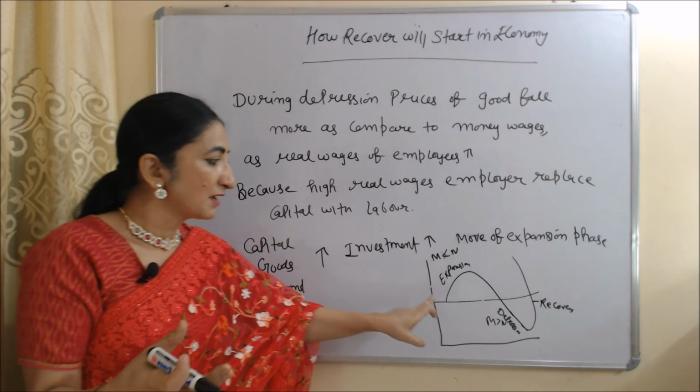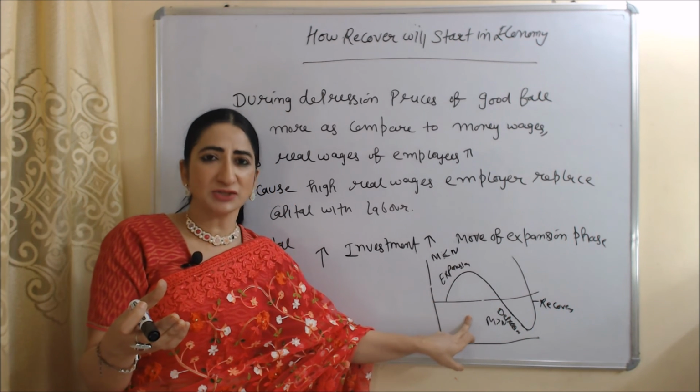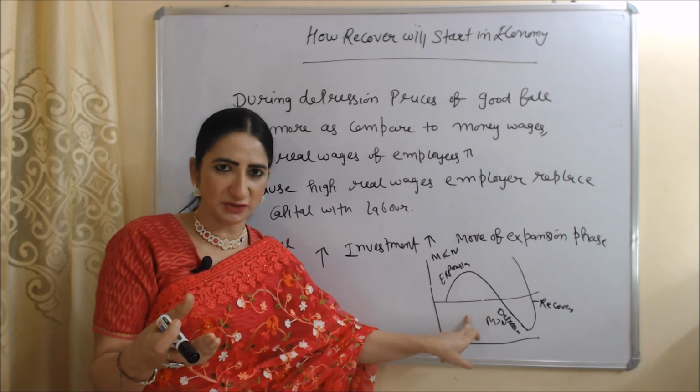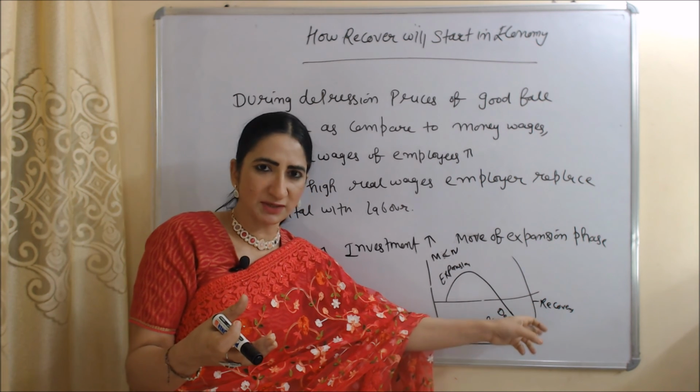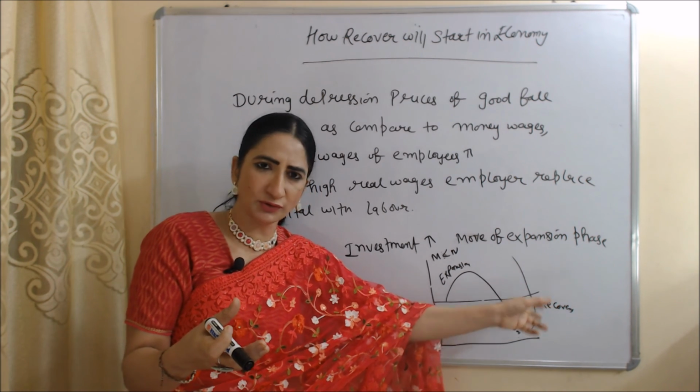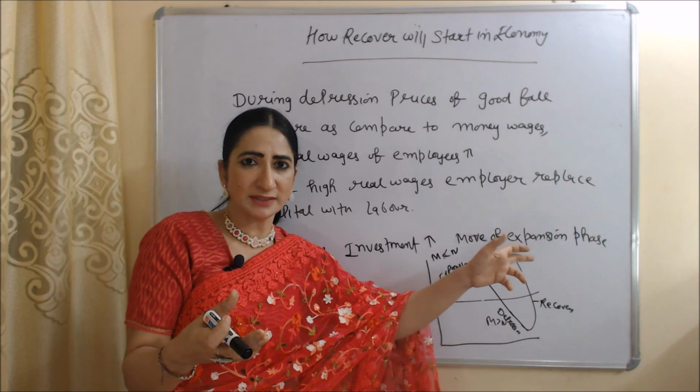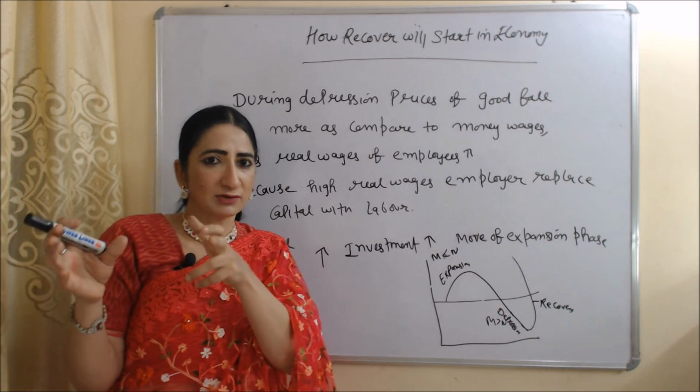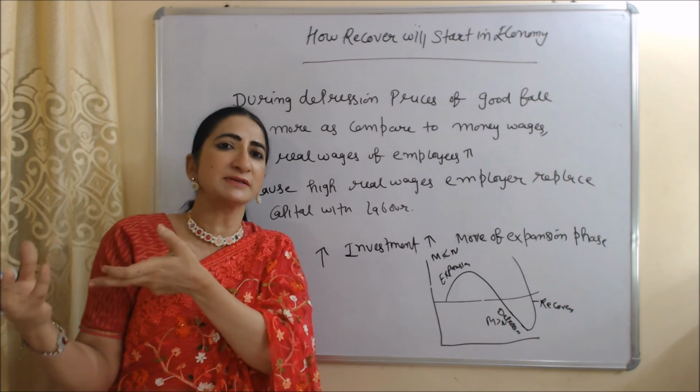So here we see when the market interest rate is less than the natural interest rate, the economy moves to the expansion phase. When the market interest rate is more than the natural interest rate, the economy moves to the depression phase. And when we start investment in capital goods again, we again move towards recovery. So here we see over-investment in capital goods is the main cause of producing business cycles.